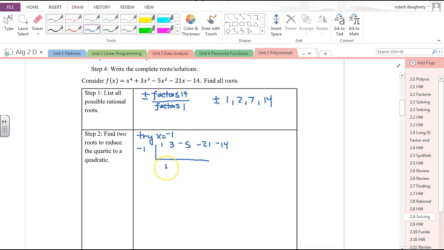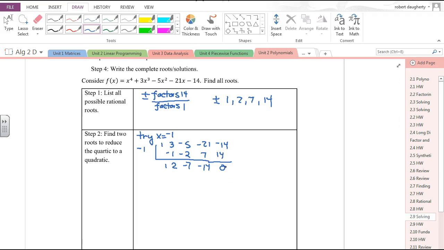Okay, so if I bring the 1 down, 1 times negative 1 is negative 1. Add to get 2. Negative 1 times 2 is negative 2. Add to get negative 7. Negative 1 times negative 7 is 7. Add to get negative 14. Negative 1 times negative 14 is 14. Add to get 0. What does that mean?